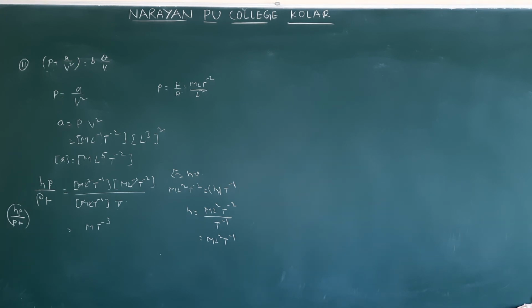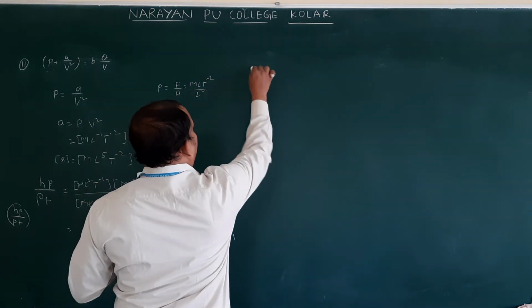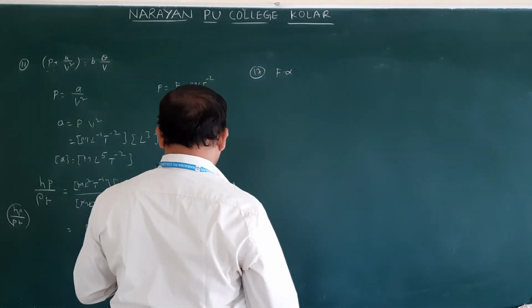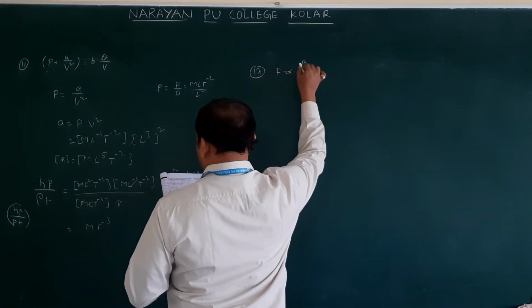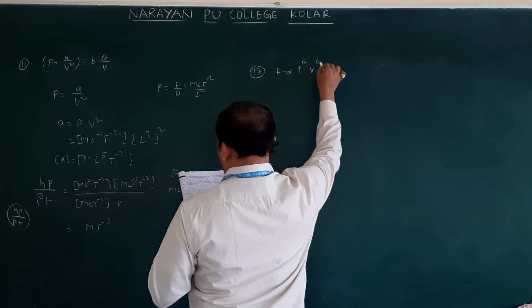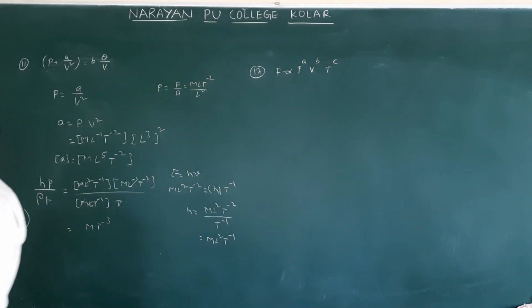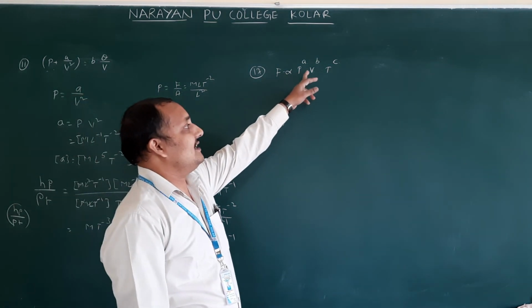They are asking the dimensions of force. Force is directly proportional to pressure P power a, velocity V power b, and time T power c. So then you will get the force dimension formula in terms of pressure, velocity, and time.